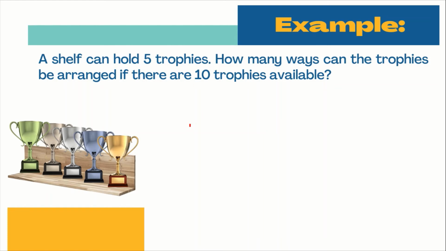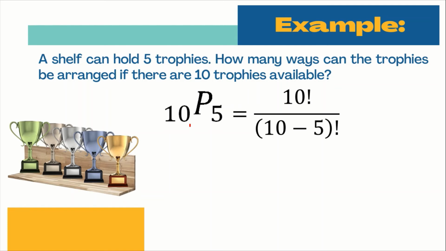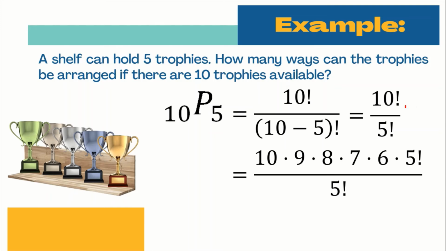So, pag sinulat natin ang permutation, we have permutation of 10 taken 5. Now, substitute natin sa formula natin kanina na n factorial over n minus r factorial. So, we have 10 factorial over 10 minus 5 factorial. Now, simplify natin itong nasa baba. We have 10 factorial over 5 factorial. Now, para ma-cancel si 5 factorial, sulat natin ang 10 factorial as 10 times 9 times 8 times 7 times 6 times 5 factorial. Then, we have all over 5 factorial.